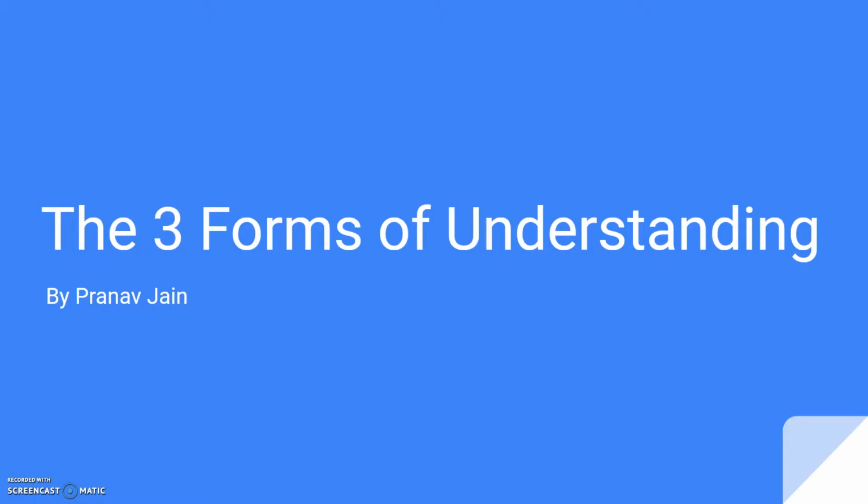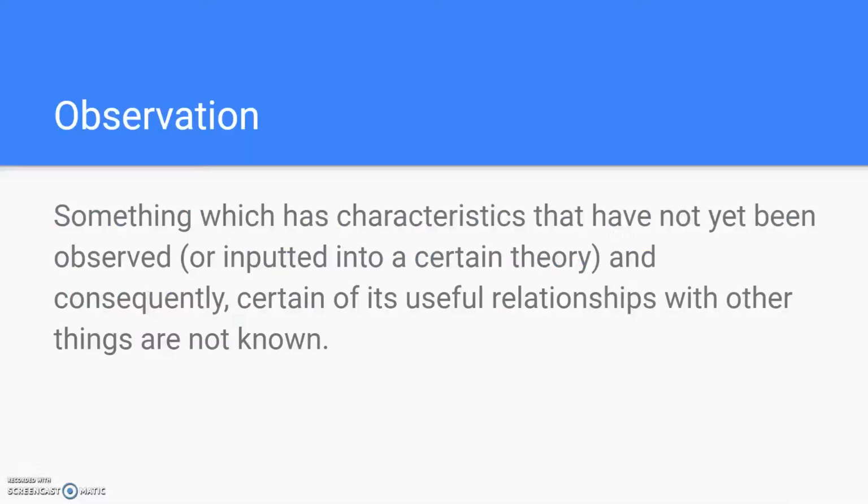Having discussed observations, theories, and data in previous videos, I would now like to use them to explain the concept of understanding. Let me begin by reiterating the definitions given for those terms. An observation is something which has characteristics that have not yet been observed or inputted into a certain theory, and consequently, certain of its useful relationships with other things are not known.